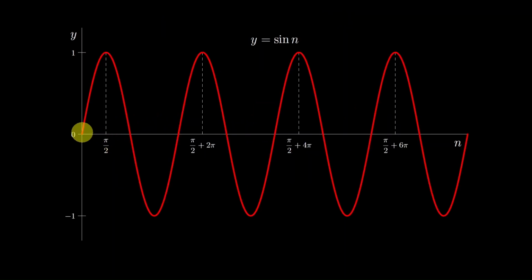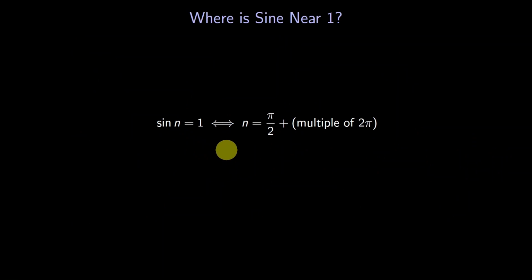Here's the graph of sine. Its maximum value is 1. And where does it attain that maximum? One place is at pi over 2, which is 90 degrees. There are other places, since sine is periodic. For example, we can add 2 pi to pi over 2, or we can add 4 pi, 6 pi, and so on. In other words, sine n is 1 if and only if n is pi over 2 plus a multiple of 2 pi.